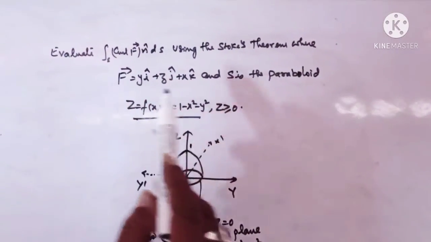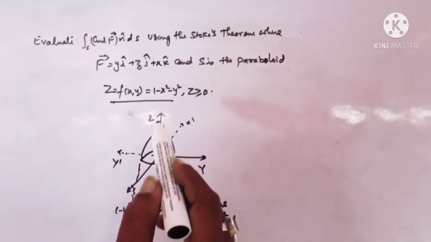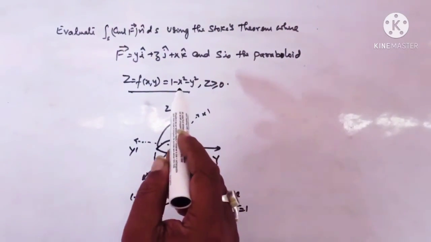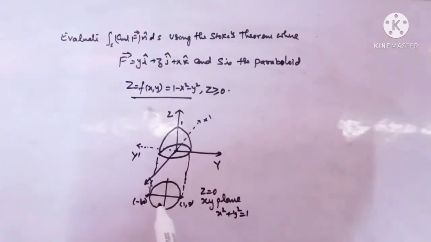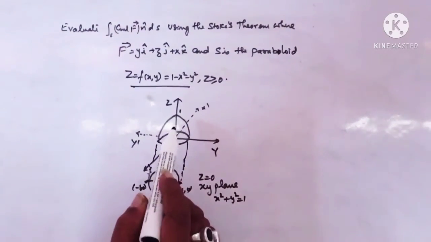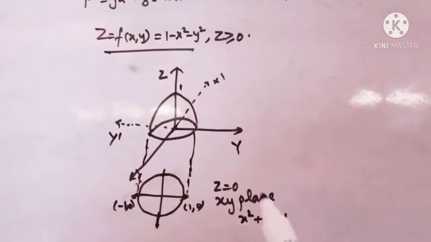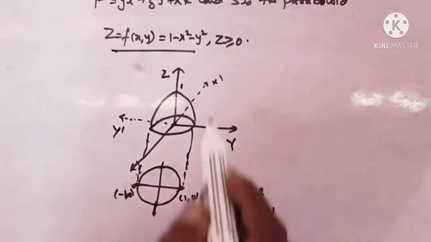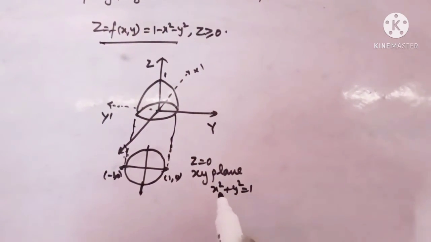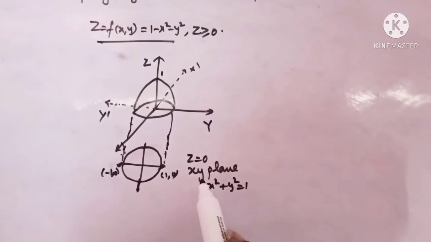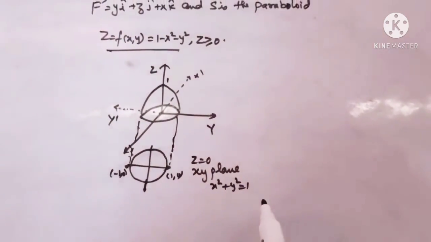This is another question on Stokes' theorem. Here we see a paraboloid, where z is equal to 1, and when z becomes 0, with z greater than or equal to 0, that means the figure is above the xy plane. When z is equal to 0, on the xy plane it becomes a circle. This is the circle.